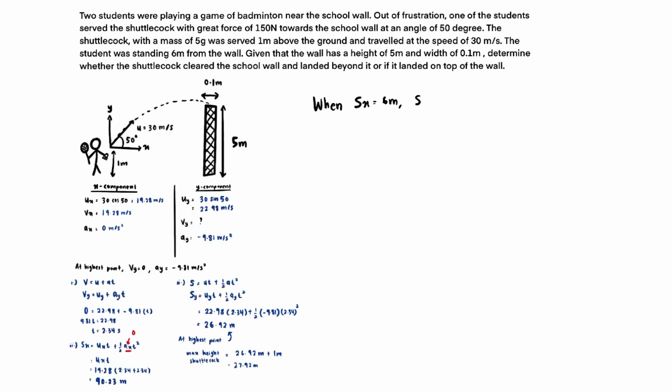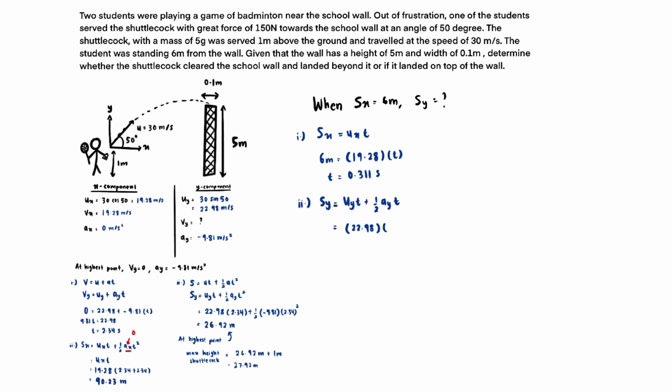So, if the guy is standing 6 meters from the wall, what is the height of the shuttlecock at the time when it reaches the wall horizontally? Will it hit the wall, land on top of the wall, or clear the wall? By plugging the data into the formula, the value of t can be calculated, which is 0.311 second.